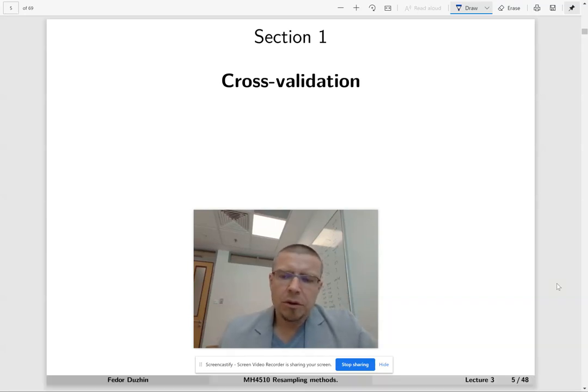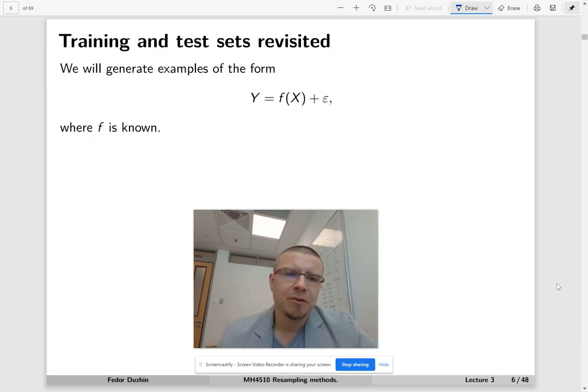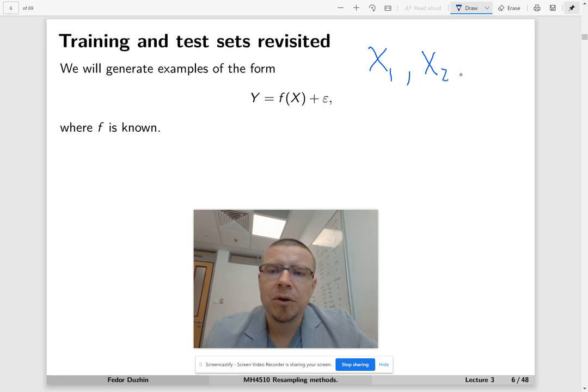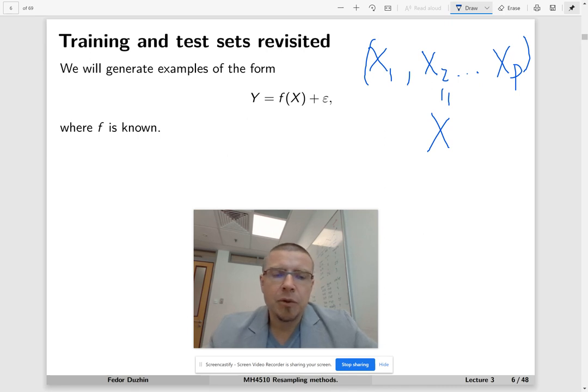Okay, so now we are going to talk about cross-validation. So this is basically the main part of the lecture. Recall that the setup is that we have some random variables, and one random variable y is our response variable, and the rest of them are called x. So there are p of them, x1, x2, and so on up to xp. So together they form this vector x. So they are predictors. And we assume that there exists a kind of theoretical mechanism that generates this data.